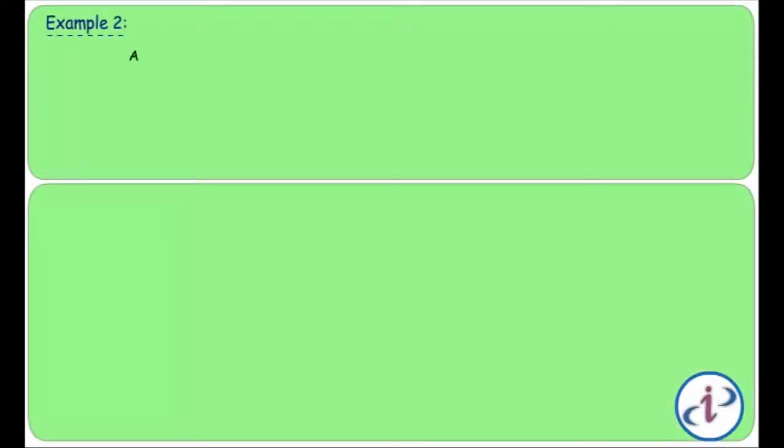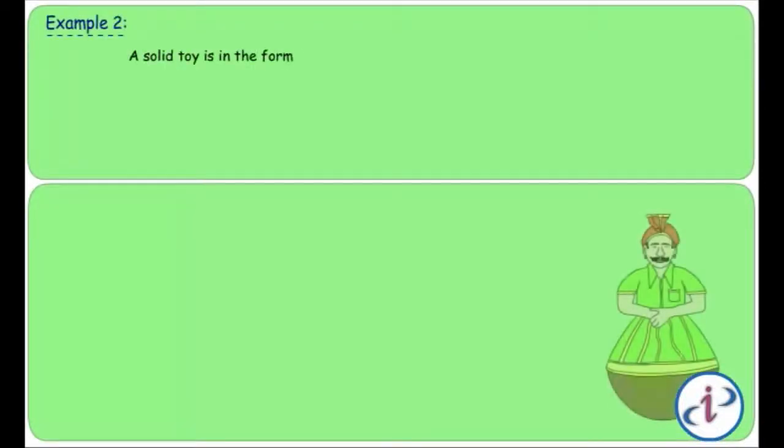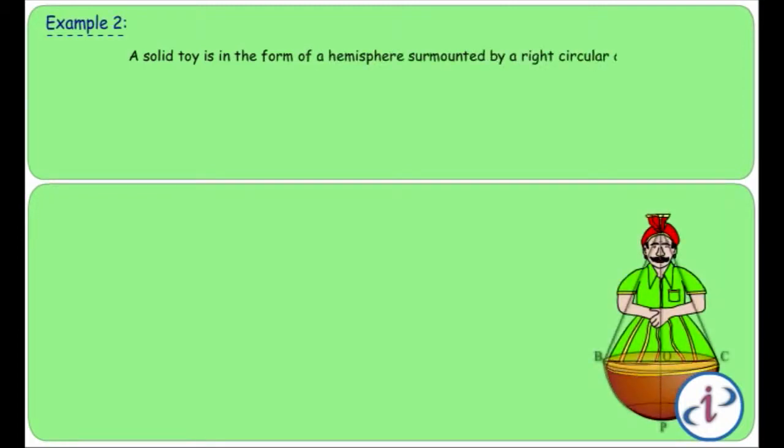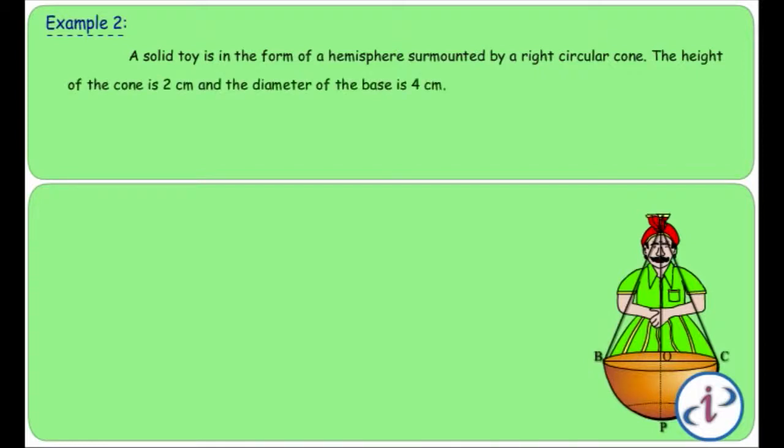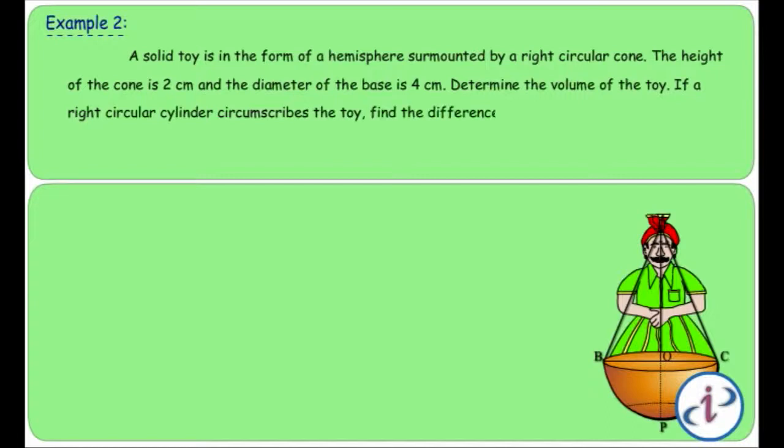A solid toy is in the form of a hemisphere surmounted by a right circular cone. The height of the cone is 2 centimeters and the diameter of the base is 4 centimeters. Determine the volume of the toy. If a right circular cylinder circumscribes the toy, find the difference of the volumes of the cylinder and the toy. Take pi is equal to 3.14.